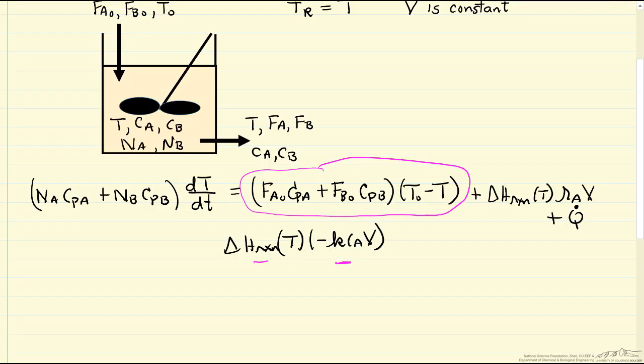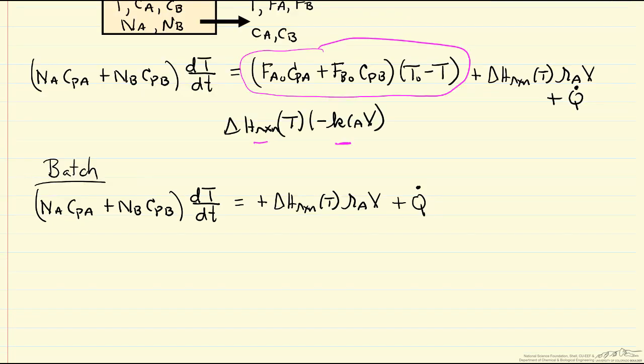Well, we can also look at what this equation looks like if it were a batch reactor. And let me just pause and write that down. So for a batch reactor, this circle term goes to 0. Change in temperature is related to heat of reaction and our heat transfer.